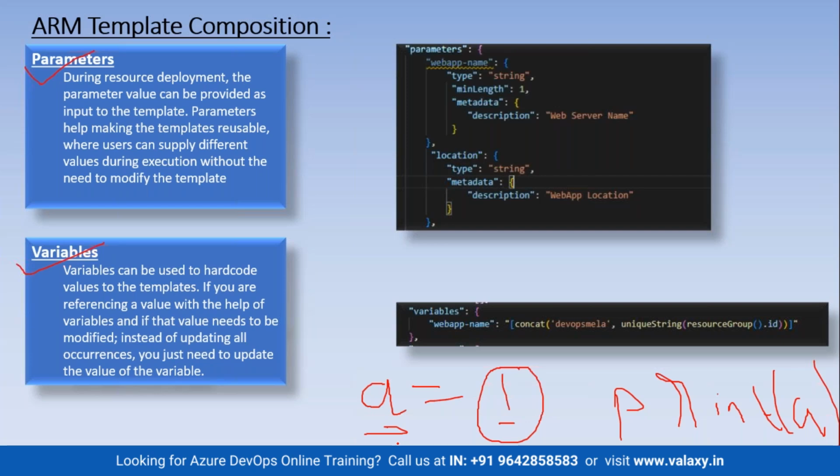Variables can be used to hold values in your template. If you are referencing a value with the help of variables and the value needs to be modified, instead of updating every occurrence, you just need to update the value of the variable. When we do the practical, guys, you'll understand more. Don't go by the statements. Just understand the concept of a variable. A variable is nothing but you're assigning values to your resources, and those values can be called when you're running the template.